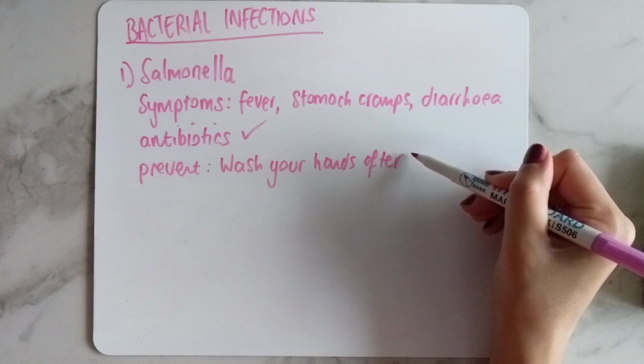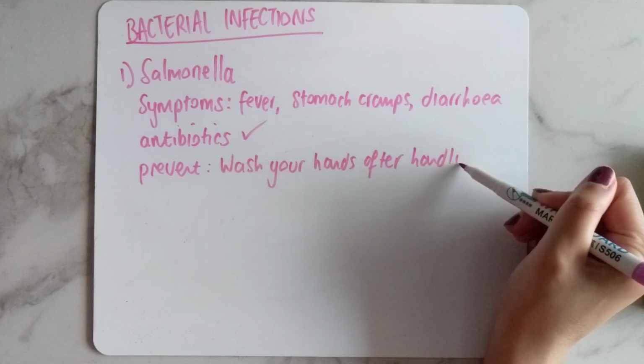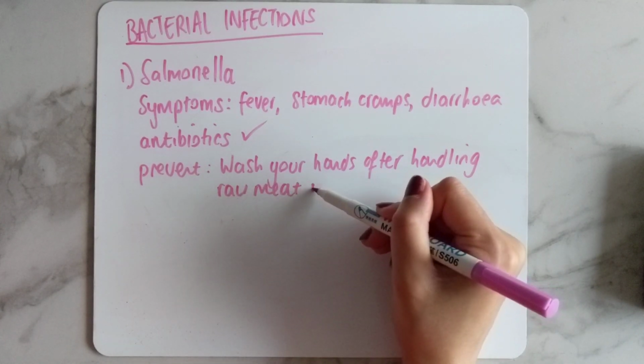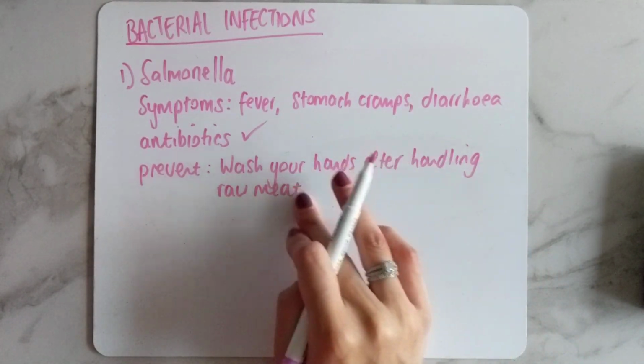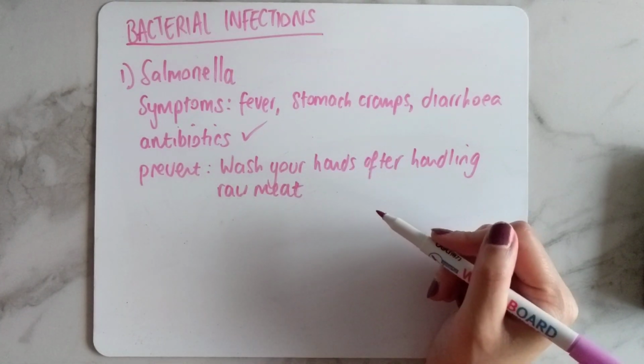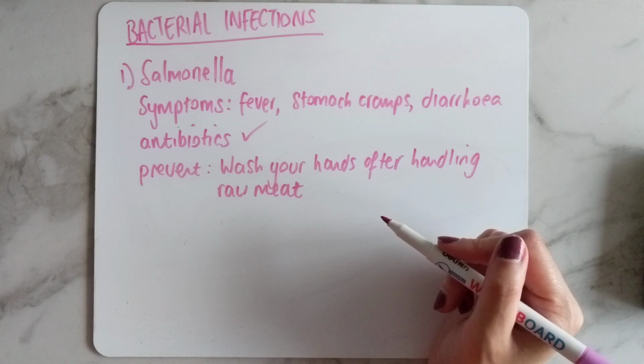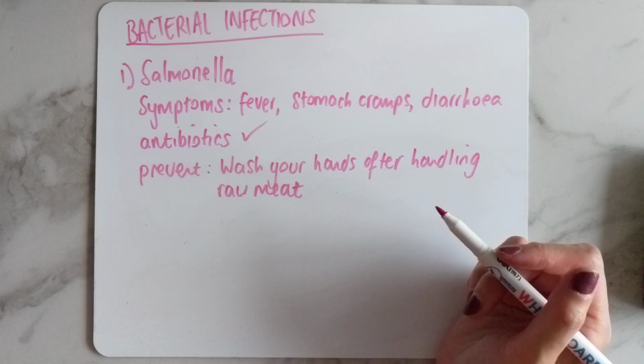So if you're in the kitchen and you're handling raw meat, you need to wash your hands. Wash your hands after handling raw meat. Wash your hands thoroughly. Make sure there's no cross-contamination, so don't use the same knives that you've just used on raw meat to then chop vegetables.